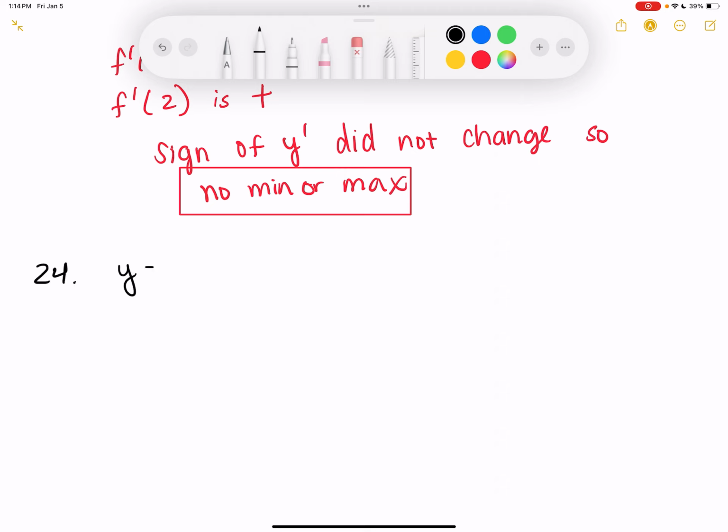Let's see, 24. y equals 1 over x squared minus 1. So what's my first step? Derivative. And what am I dealing with? Quotient rule.